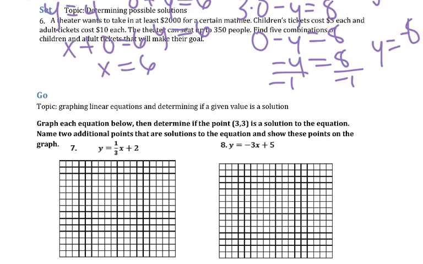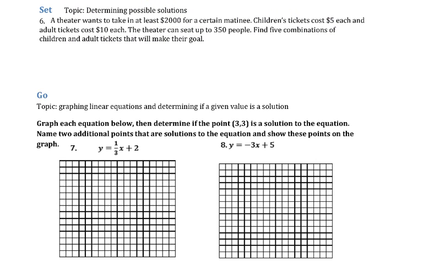Alright, now let's take a look at number 6. A theater wants to take in at least $2,000 for a certain matinee. Children's tickets cost $5 each, and adult tickets cost $10 each. The theater can seat up to 350. Find 5 combinations of children and adult tickets that will make their goal.